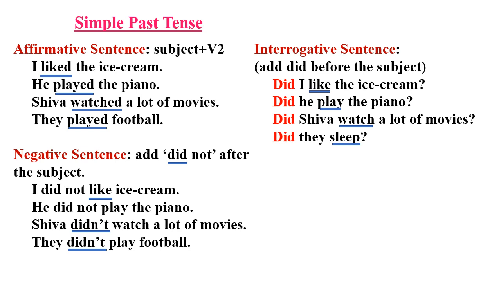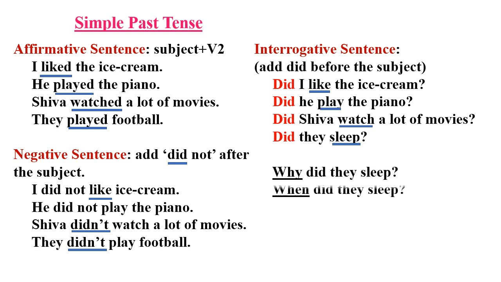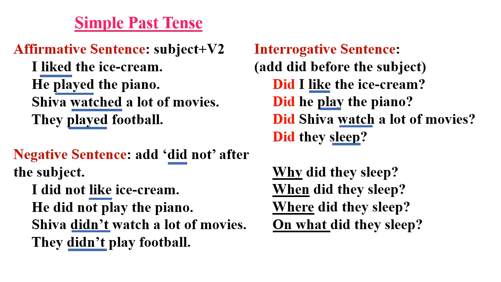Again, you can also add question words in front of these sentences. Why did they sleep? When did they sleep? Where did they sleep? On what did they sleep?